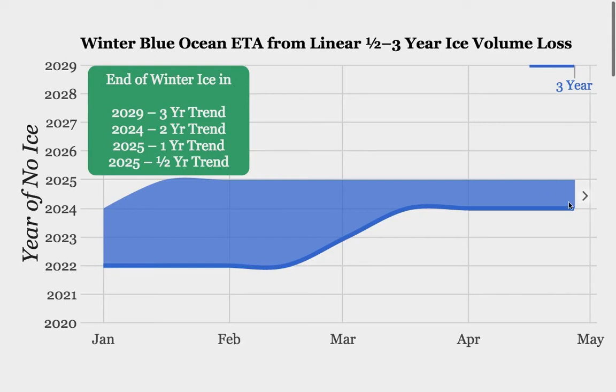But the main field here is 24 to 25, which is suggested by the 2-year trend and the 1-year trend and the half-year trend. So this is sort of an outlier, and this is the perhaps more likely prediction. And all of these are based on a simple linear projection of the loss trends that we already have.